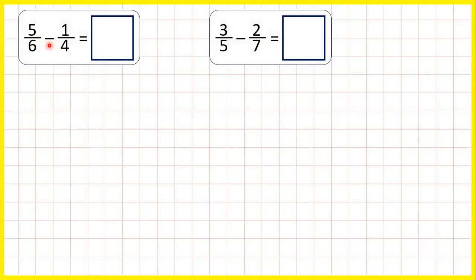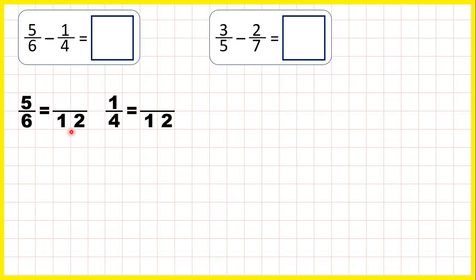So here we're subtracting fractions. But to subtract fractions, the denominators need to be the same. Now the lowest common multiple of 6 and 4 is 12, so we can find equivalent fractions to 5 sixths and 1 quarter, which have a denominator of 12.